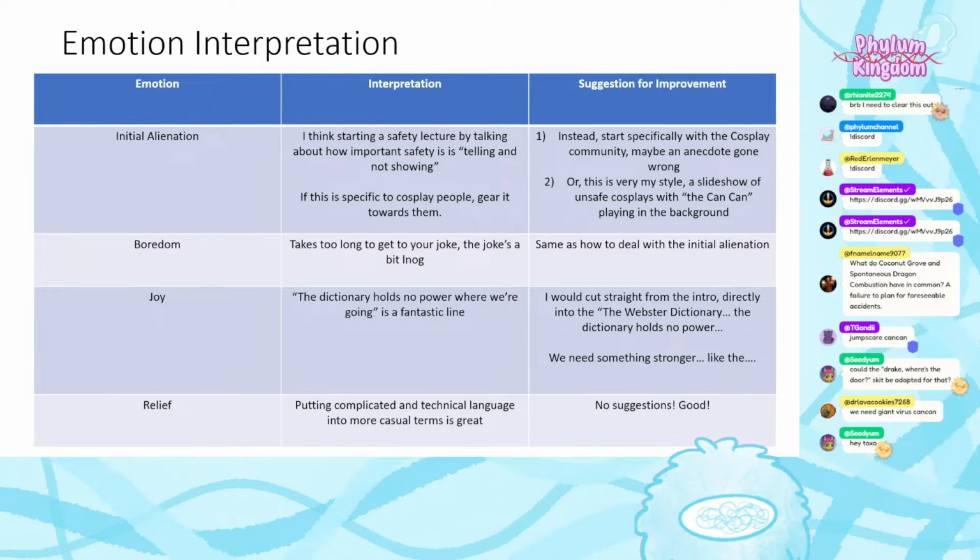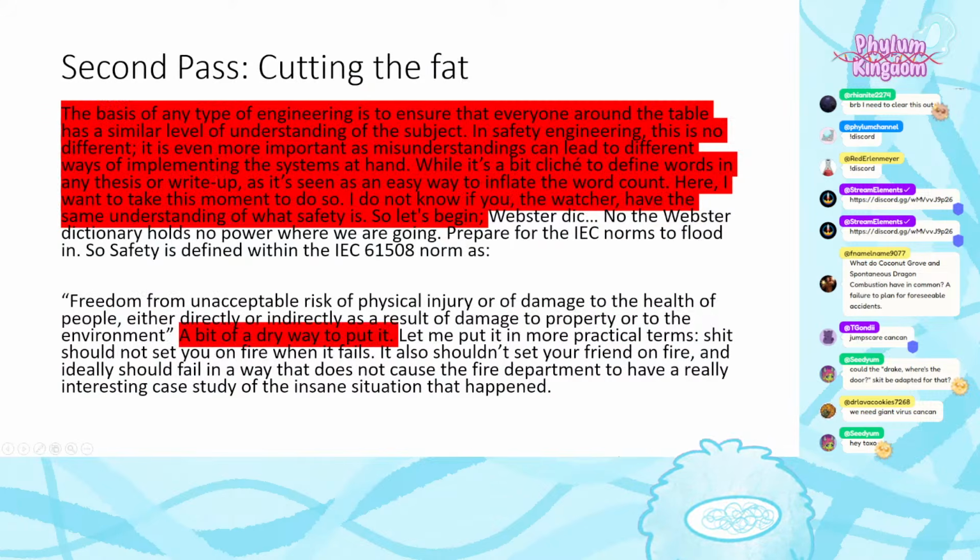So how would I fix this? I would cut straight from the intro directly into the Webster dictionary thing, and I'll rewrite your thing in my voice so that you see that. And then I felt relief, because you built up the tension with the unfriendly academic language, and then you put it into casual terms, which provided some relief, provided some reward, because I understood the complicated thing, right? And I think that's good.